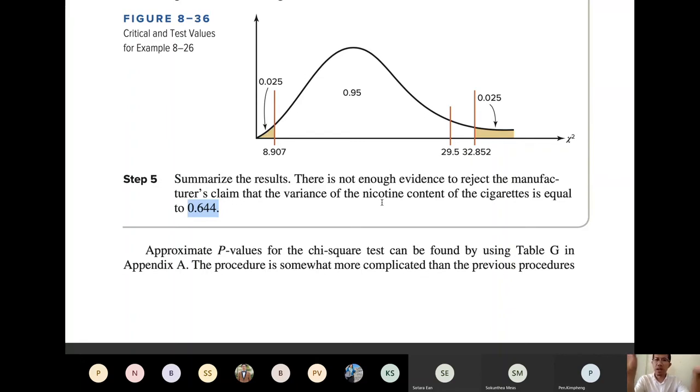But since you have seen this in the case of hypothesis testing for the mean, it works exactly the same way for hypothesis testing for the variance as well as the standard deviation. So I think it's good enough to finish here. Please let me know if you have any questions.